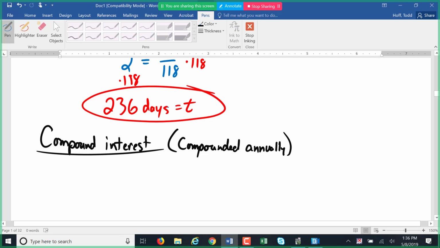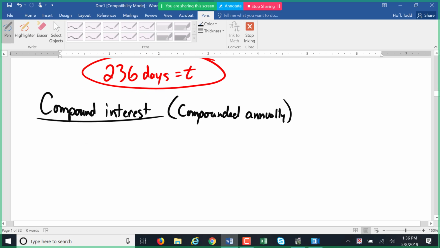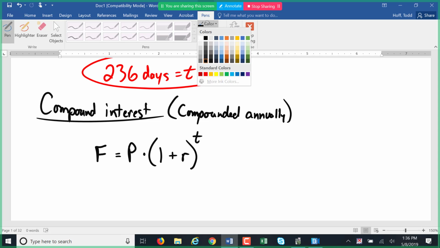So another application we looked at for these exponential equations was compound interest. Compounded annually, the amount that you would have at a rate of R after T years, you would have F, which is usually used to stand for future amount or future value. P is the principal or present amount, present value, times 1 plus R, our rate, to the power of T, where T is the number of years.